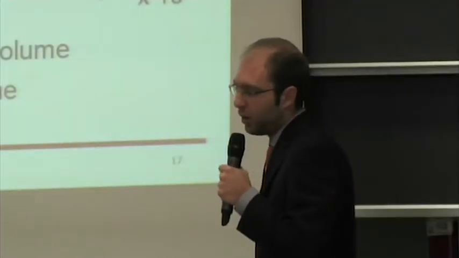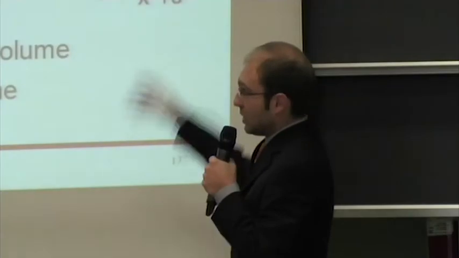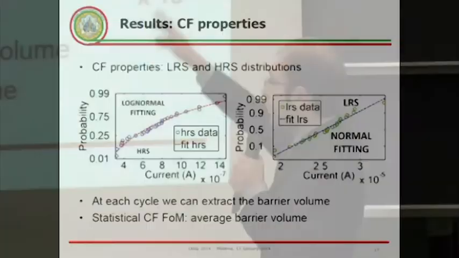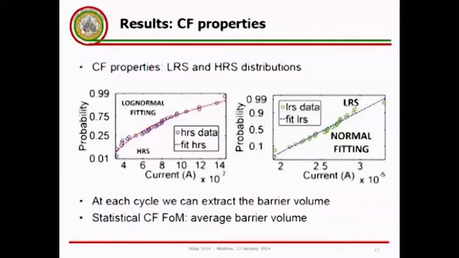And here we can see some distributions of experimental values of the reading current, which are perfectly in line with the trap-assisted tunneling. You can also see the details in the reference at the end of this presentation. The main point is that with a simple IV measurement, at each cycle we can extract the barrier volume, which is the product between the cross-section and the barrier thickness itself. So again, we can define a statistical figure of merit for the conductive filament properties, which is the average barrier volume.